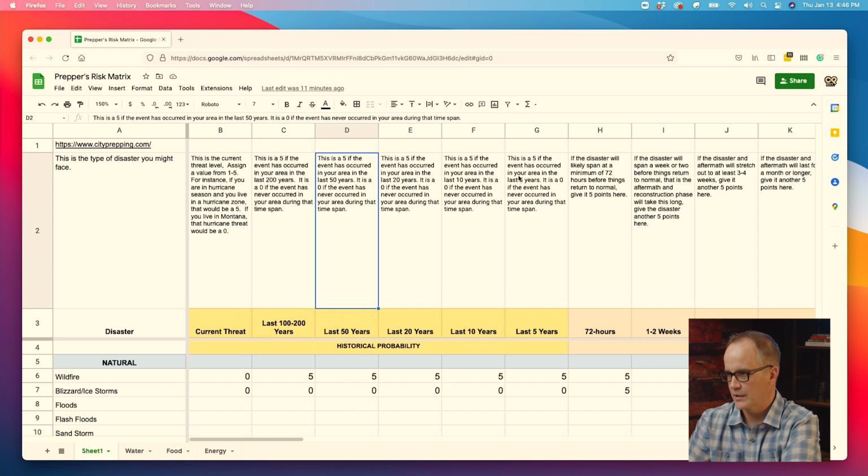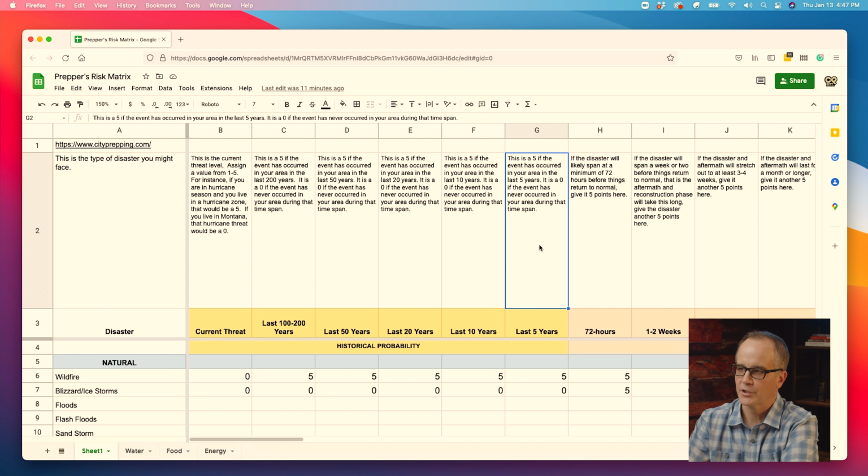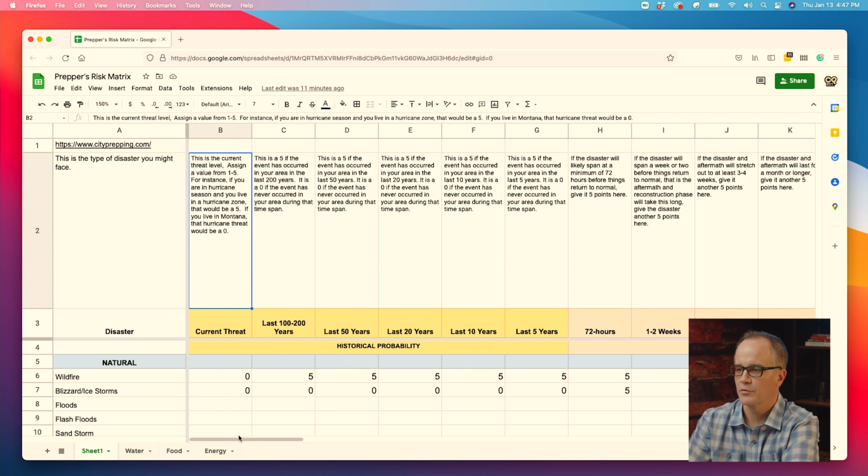So for example, let's look at this one. This is a 5 if the event has occurred in your area in the last 5 years. It is a 0 if the event has never occurred in your area during that time span. So again, if you're not sure, just read what we put in here. This is a guide to help walk you through it.